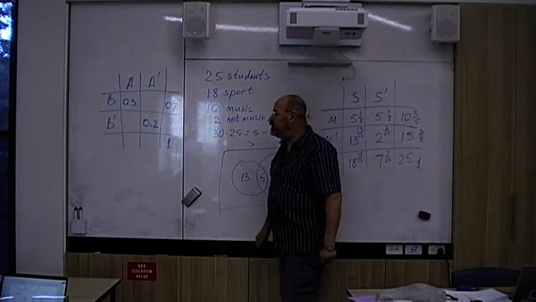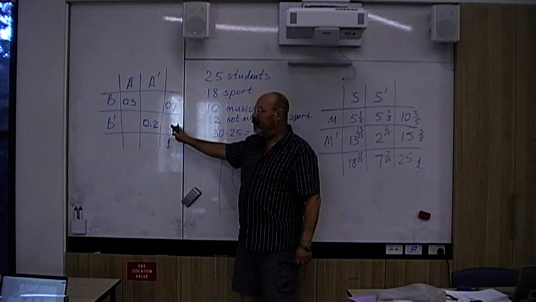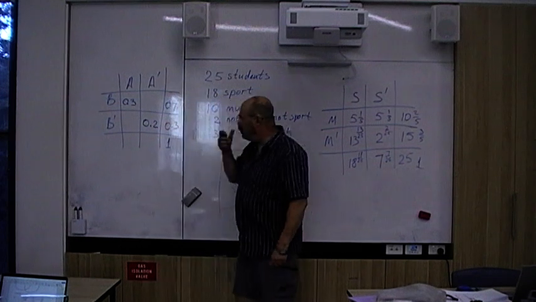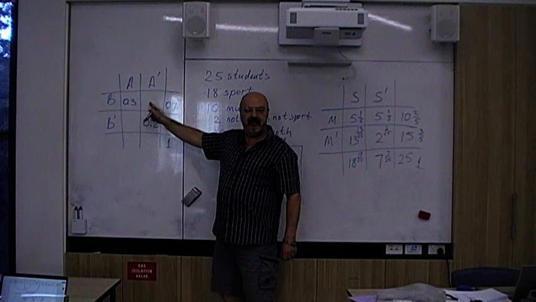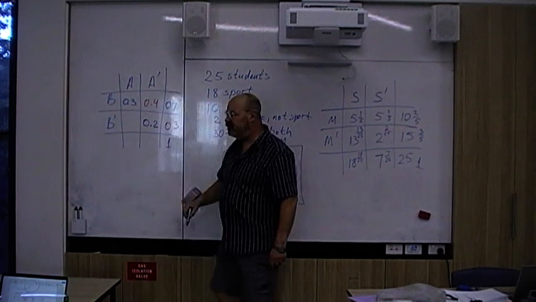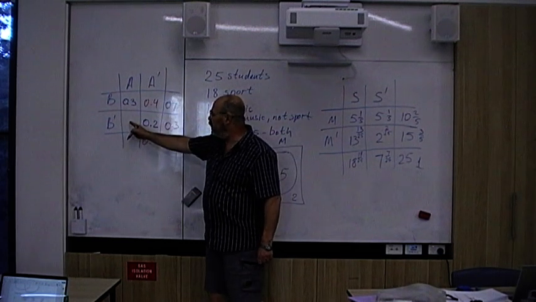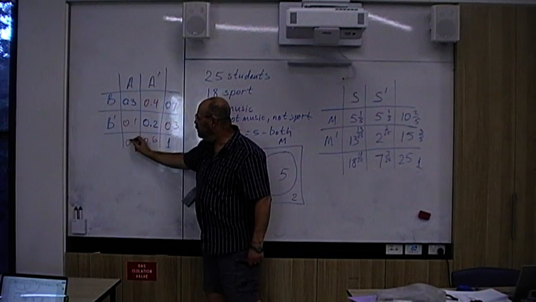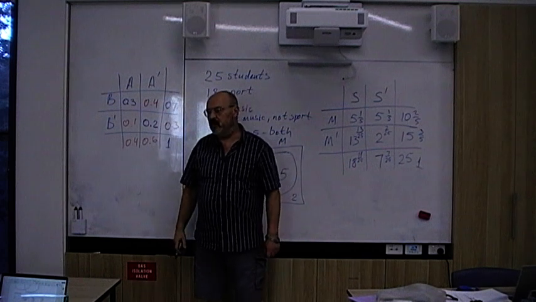Can we fill in the missing numbers? Yes. What number should be here? 0.3, yes, because they need to add up to 1. What number should be here? 0.4. Good. So what number will be here? 0.6. So what number should be here? 0.1, and here 0.4. So you see how easy it is to fill in a probability table.